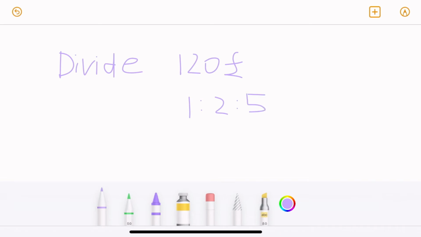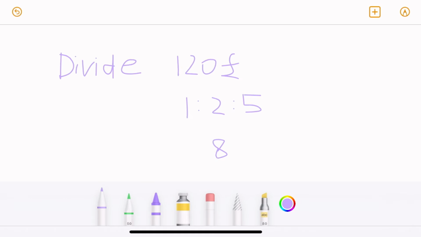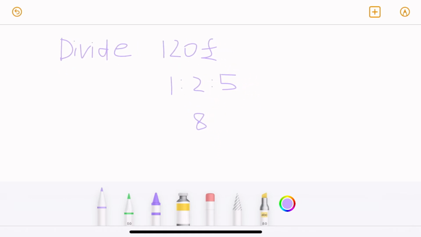Well, you can understand this as being divided among 3 different people. So the first person will get 1 portion, the second person will get 2 portions, and the third person will get 5 portions. So that means 1 plus 2 plus 5 would give us 8 portions in total. Therefore, we want to divide this 120 pounds into 8 different portions so we can know how much each person will get. Therefore, we do 120 divided by 8, and that gives us 15.